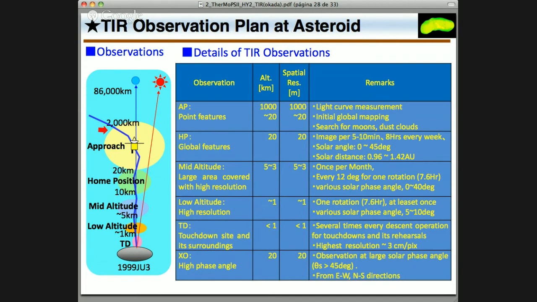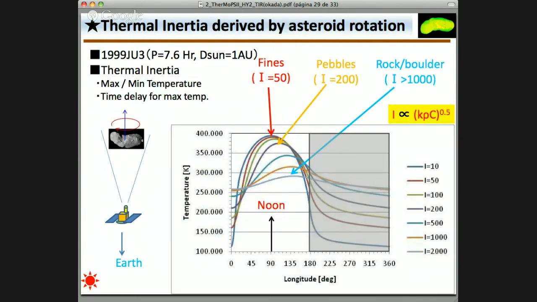You know, the temperature profile differs depending on the thermal inertia. In the high thermal inertia case, the peak temperature is low, but there is a time delay in the peak time. So the maximum temperature and the delay time can be very helpful to determine the surface thermal inertia. Actually, from one image, the whole surface thermal inertia can be determined.